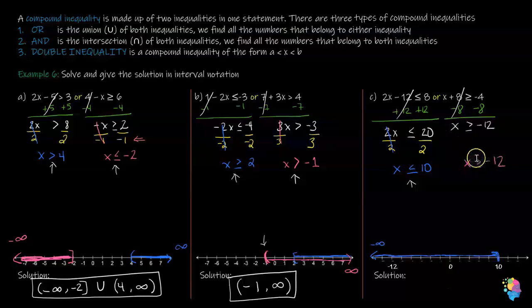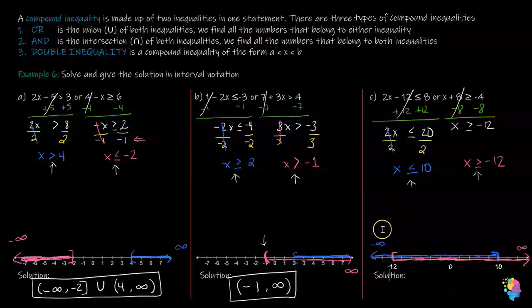I'm looking for every number that is greater than or equal to negative 12. So I go to -12 and I'm going to shade everything greater than that. So I'm going to the right all the way to positive infinity, and I am including -12. So then that -12 is going to take a square bracket.